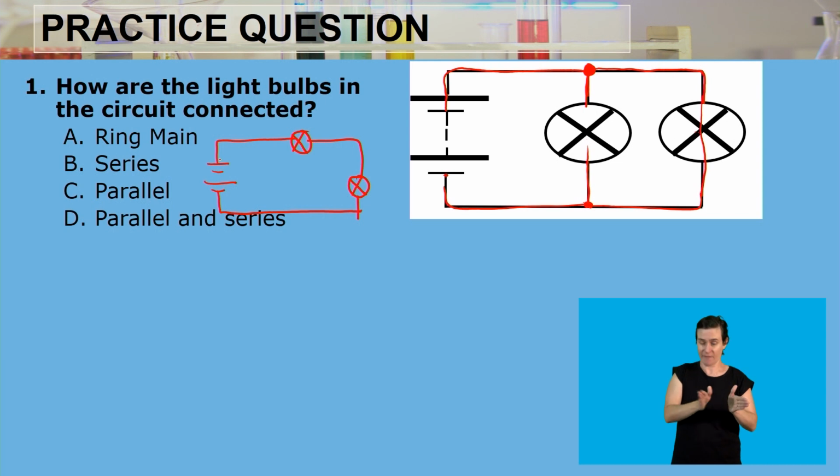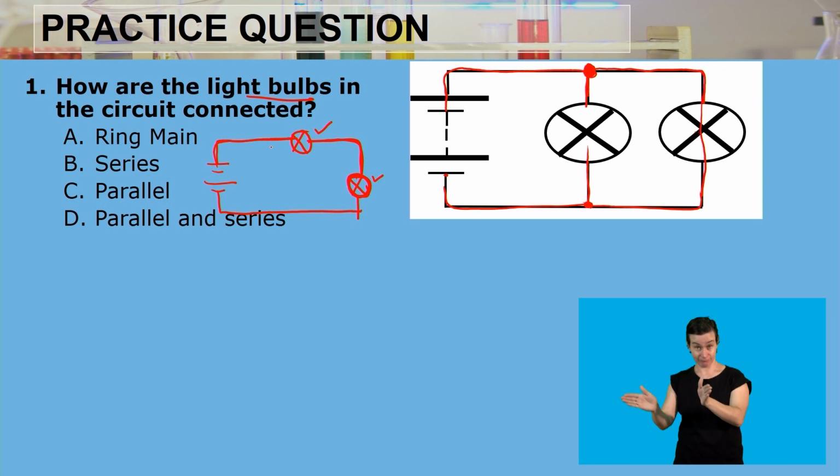As you can see, if your current was to leave the battery, going through the wires, all of that current will be passing through the first resistor, which is our first light bulb, and then again passing through the second light bulb, which is our resistor again. So the total current passing through the first light bulb will be equal to the total current passing through the second light bulb. Whereas in parallel, the current, when it gets to this point, it divides.